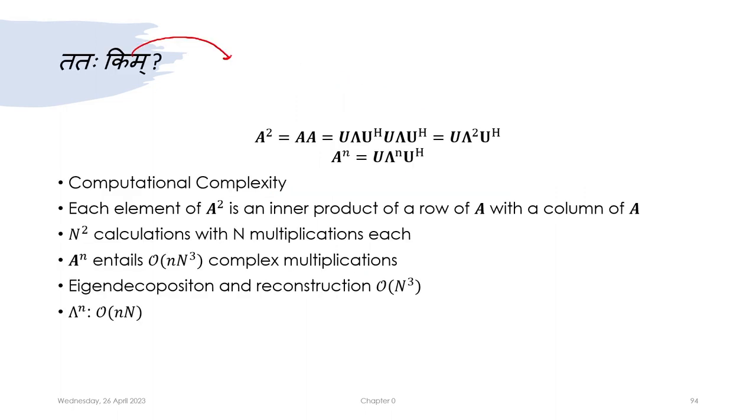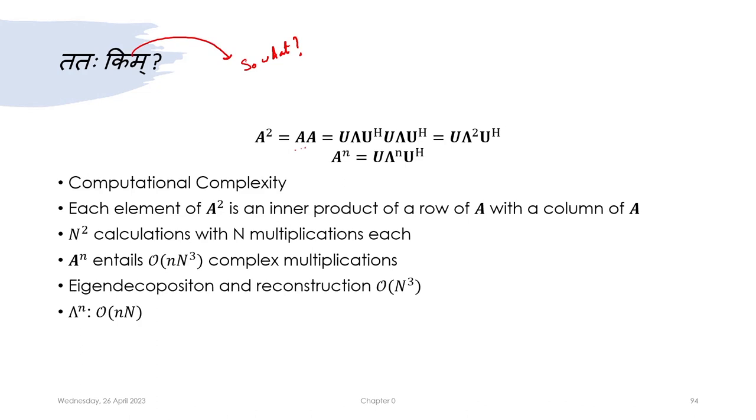So what? We have this result, so what? Let us try to use this result and see what happens. Suppose I want to calculate A squared. A squared can be written as A times A, which is U lambda U Hermitian times U lambda U Hermitian. The middle U Hermitian U I know is the identity matrix. So this becomes U lambda squared U Hermitian, and in general it is easy to show that A to the power n can be written as U lambda to the power n U Hermitian.